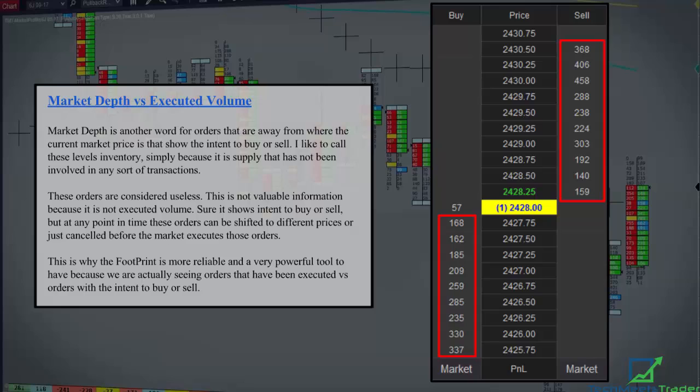Sure, it shows the intent to buy or sell, but at any point in time, these orders can be shifted to different prices or just canceled before the market executes those orders. This is why the footprint is more reliable and a very powerful tool to have, because we are actually seeing orders that have been executed versus orders with the intent to buy or sell.